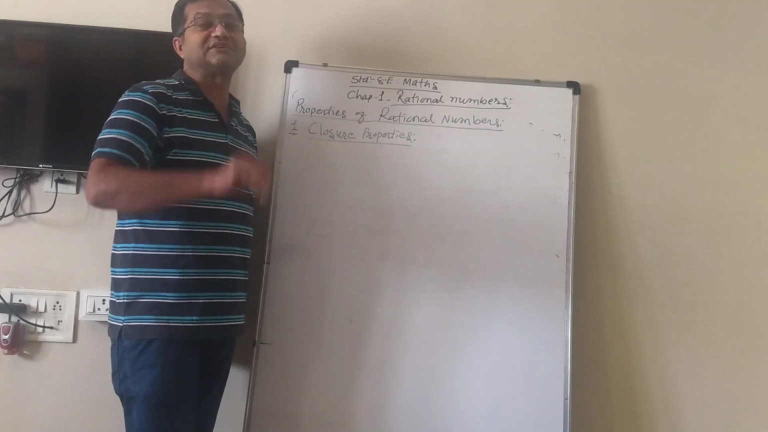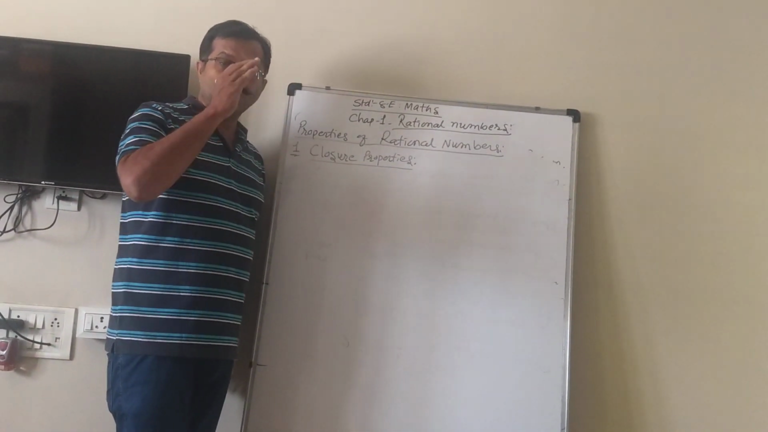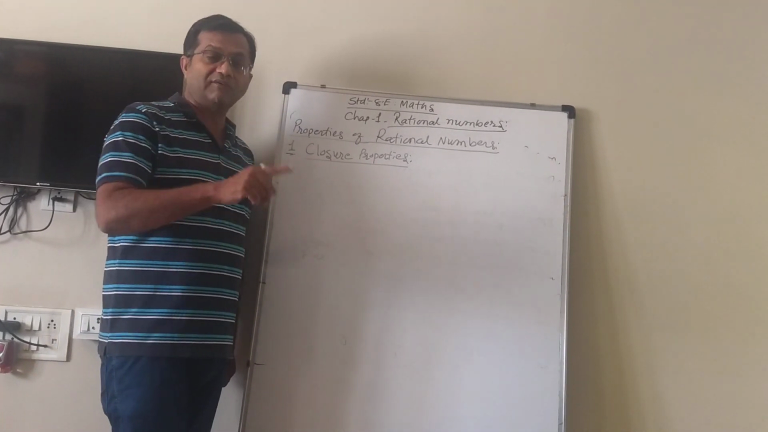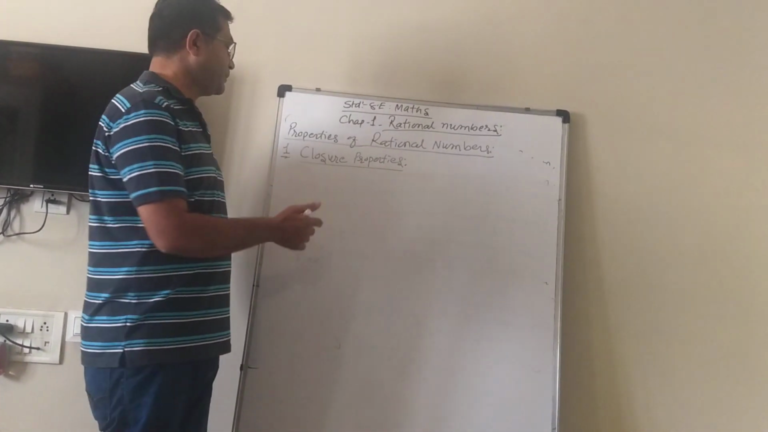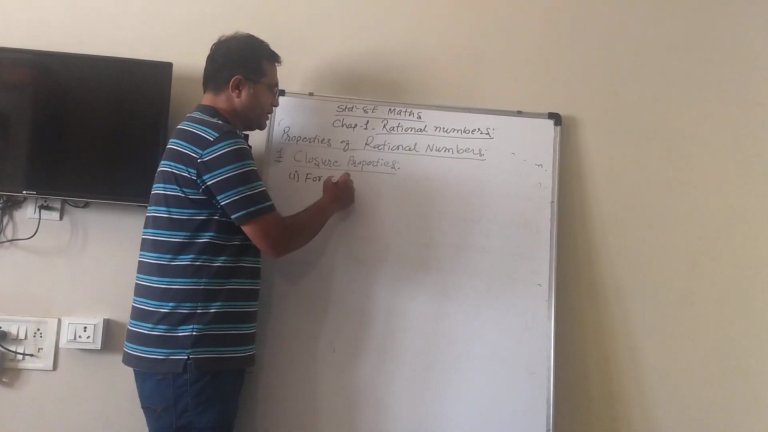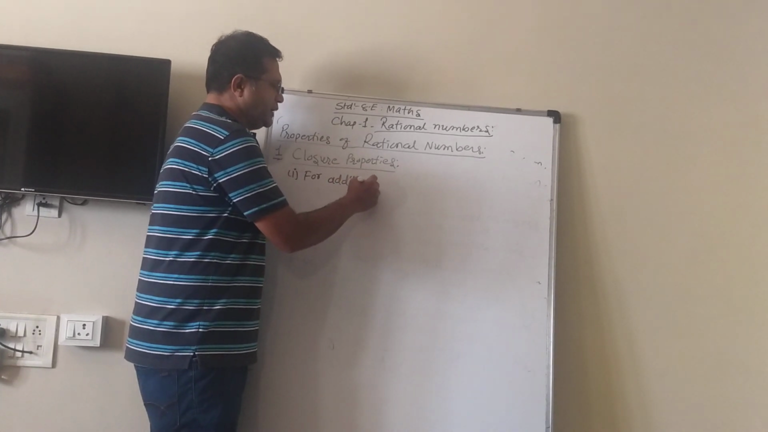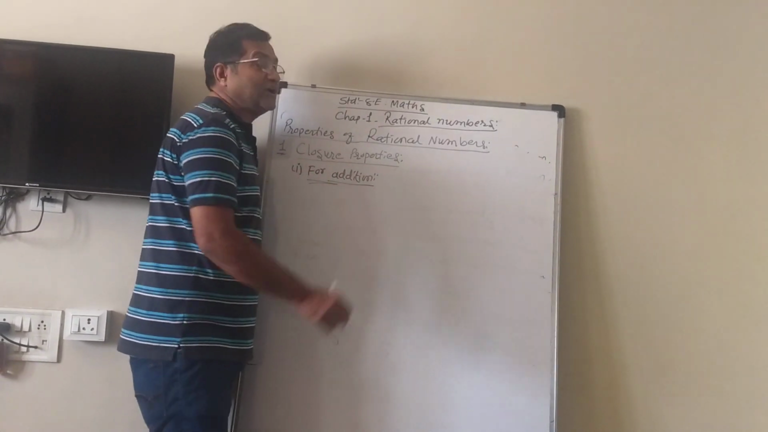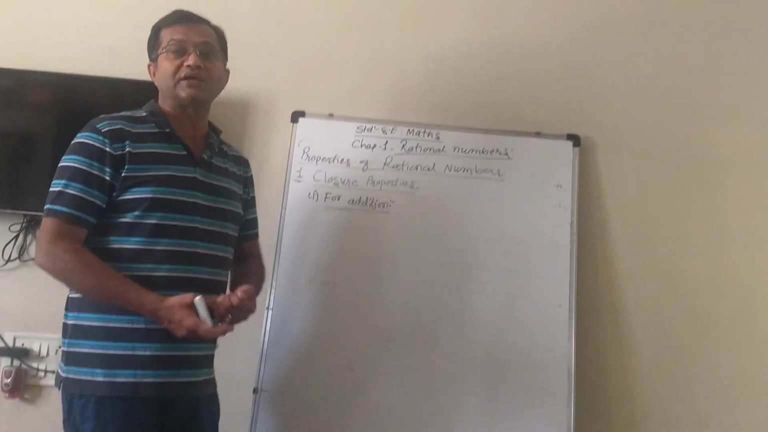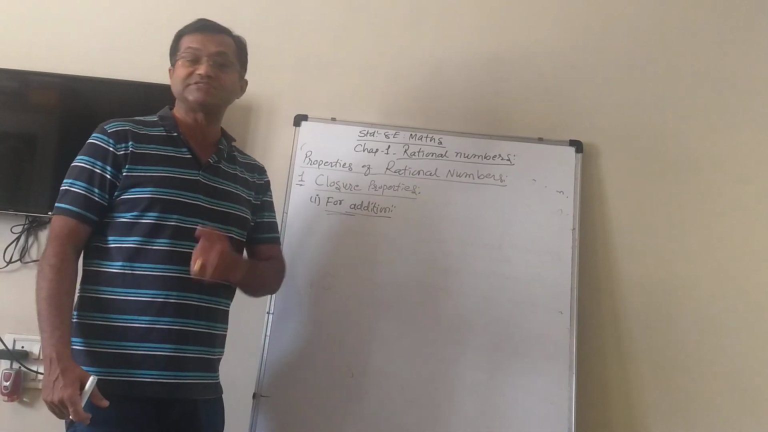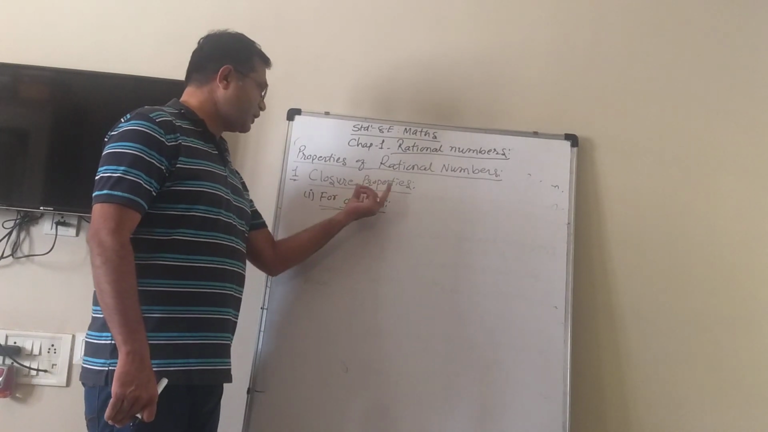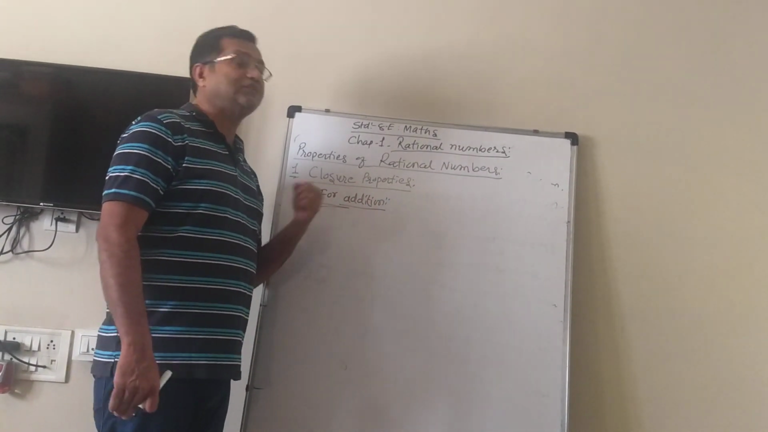Now we know that there are 4 basic operations: addition, subtraction, multiplication and division. One by one we will check for all the operations. So first of all, we will check for addition. You are familiar with the addition of 2 rational numbers that you learned in standard 7. When we add 2 rational numbers, the answer again is a rational number. It means that the closure property is true for addition.